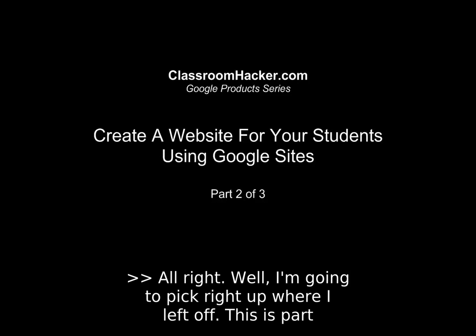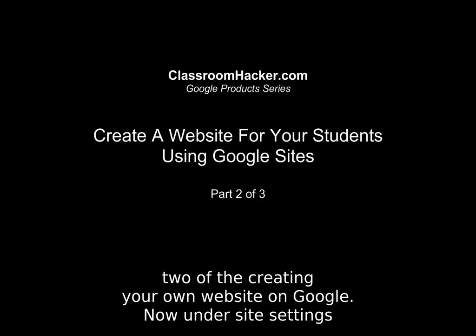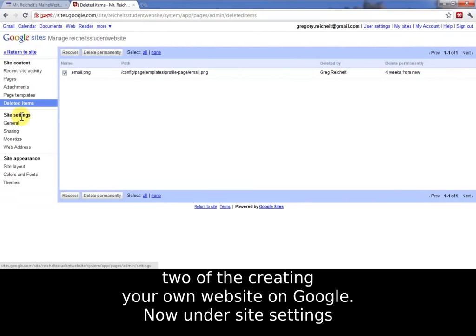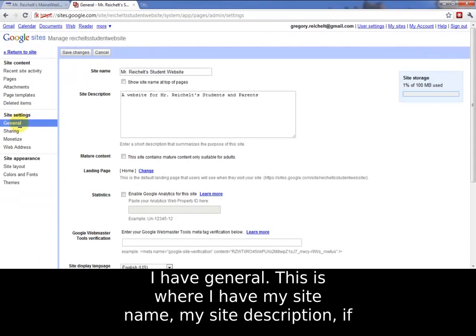All right, well, I'm going to pick right up where I left off. This is part 2 of Creating Your Own Website on Google. Now under Site Settings, I have General.